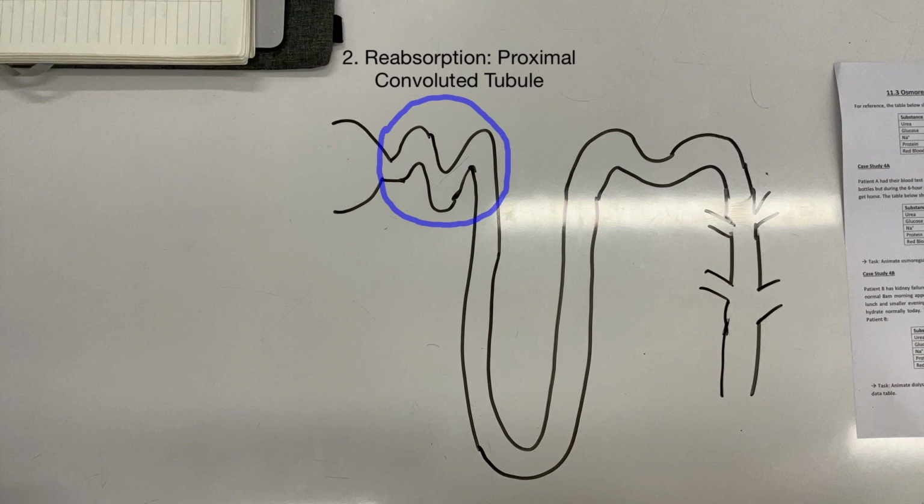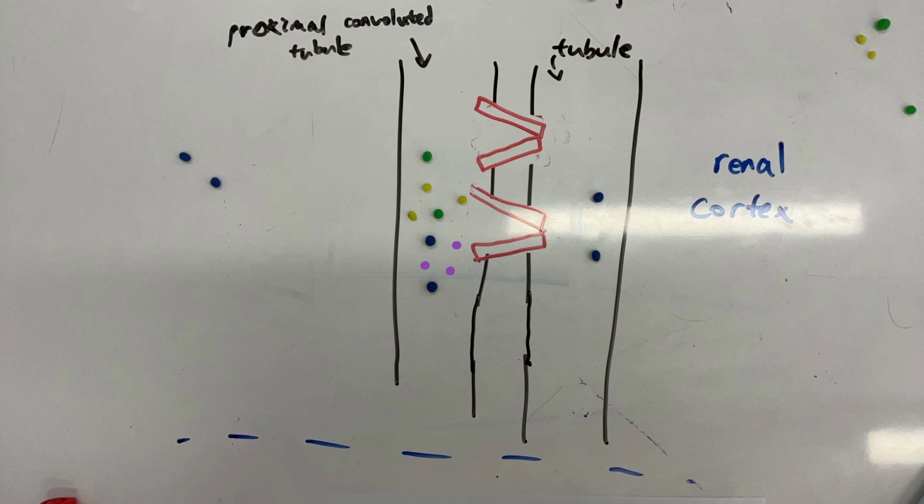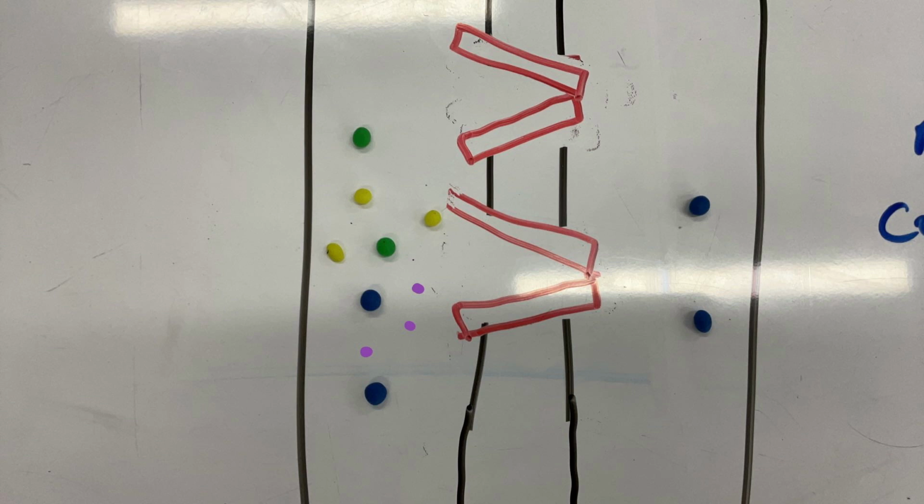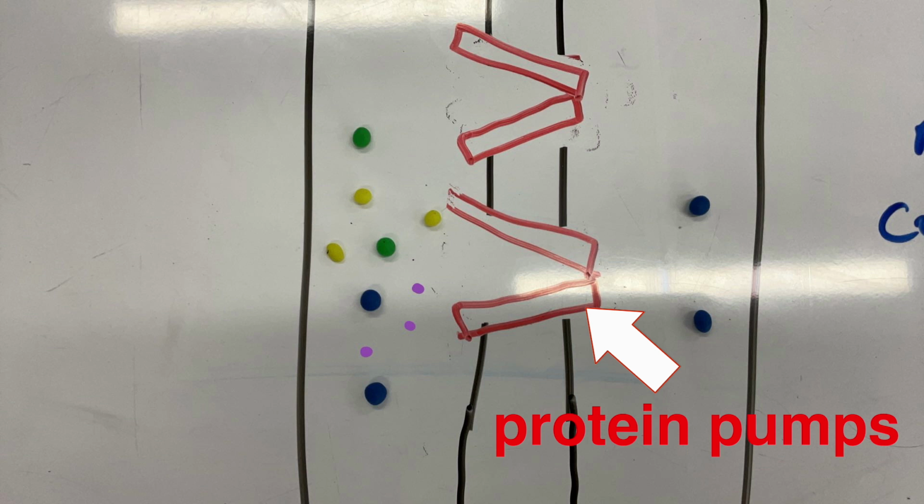The first process of reabsorption occurs in the proximal convoluted tubule, or PCT. The PCT contains filtrate from the Bowman's capsule and is next to tubule epithelial cells that aid transport of contents to the venous blood. The PCT has membrane-bound protein pumps specific to each filtrate.